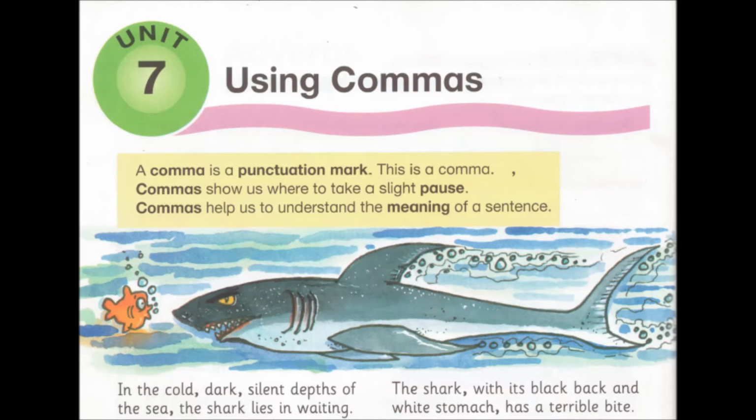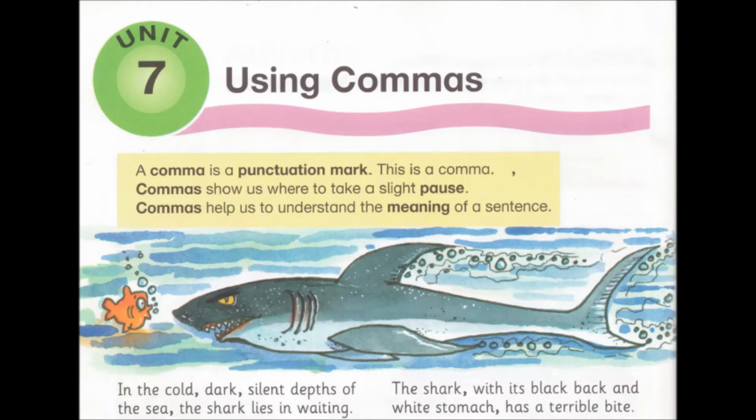And then you've got one which we worked on quite a lot last week, which has got the section in the middle which you can take out. So the shark, with its black back and white stomach, has a terrible bite. So you could just have the shark has a terrible bite on its own. You don't need to say that section in the middle. It's extra information. So there's a comma before it and a comma after it, as though it were in brackets.